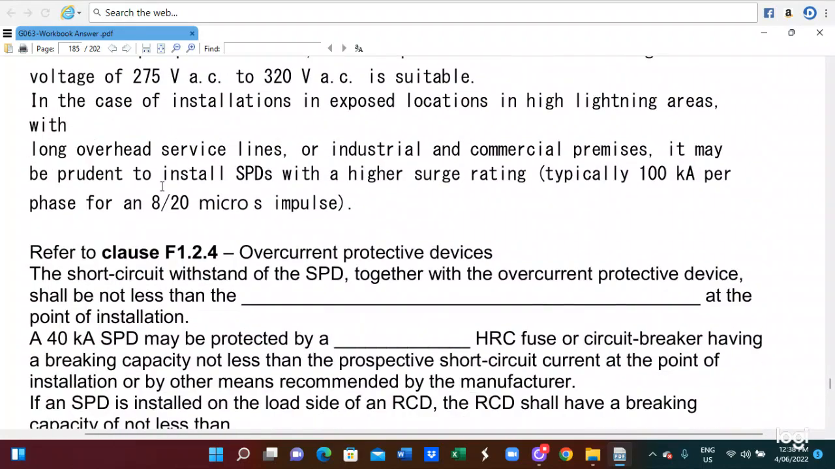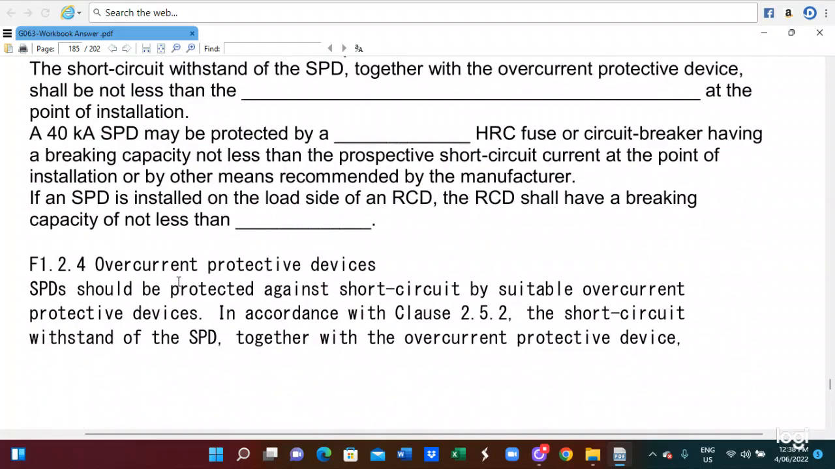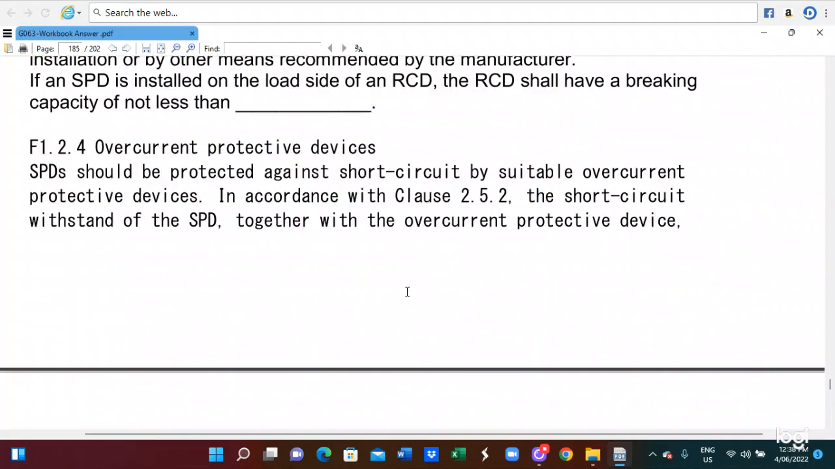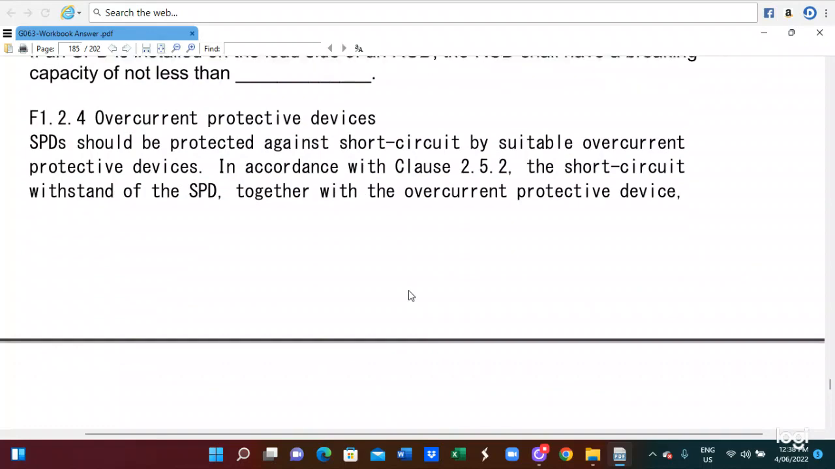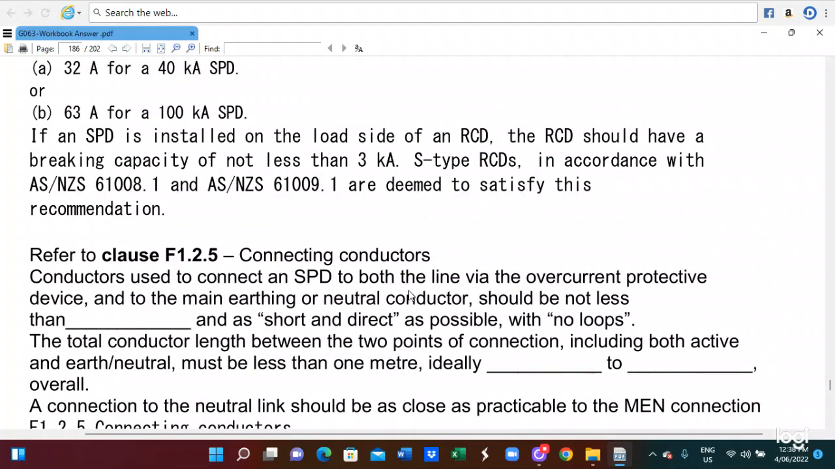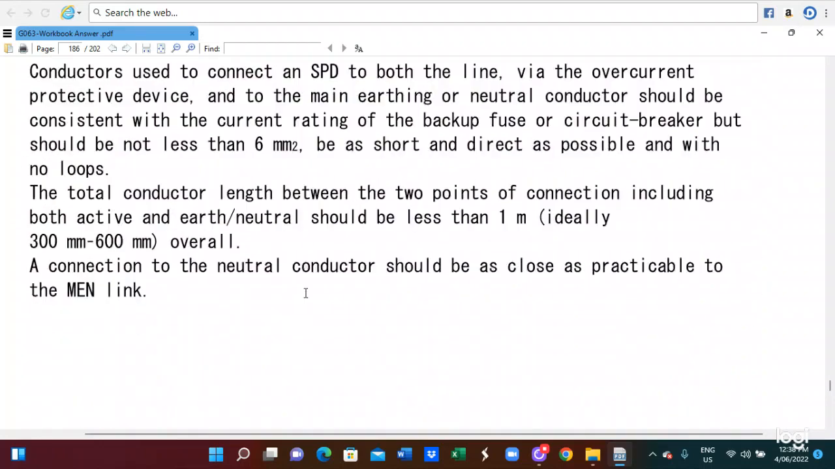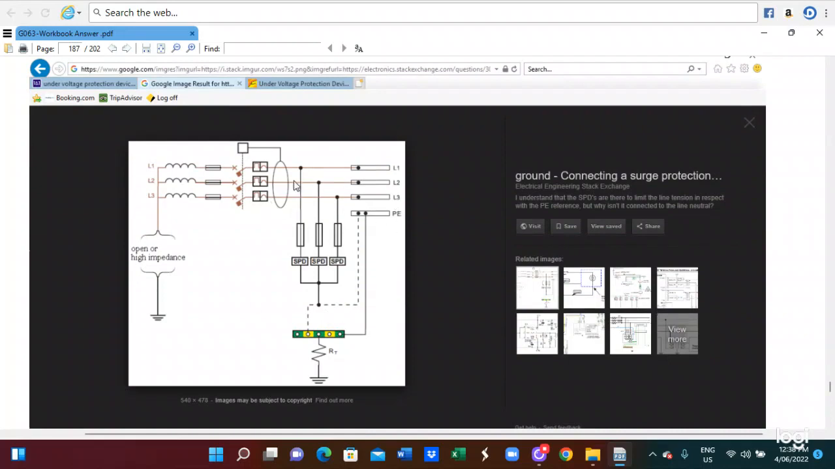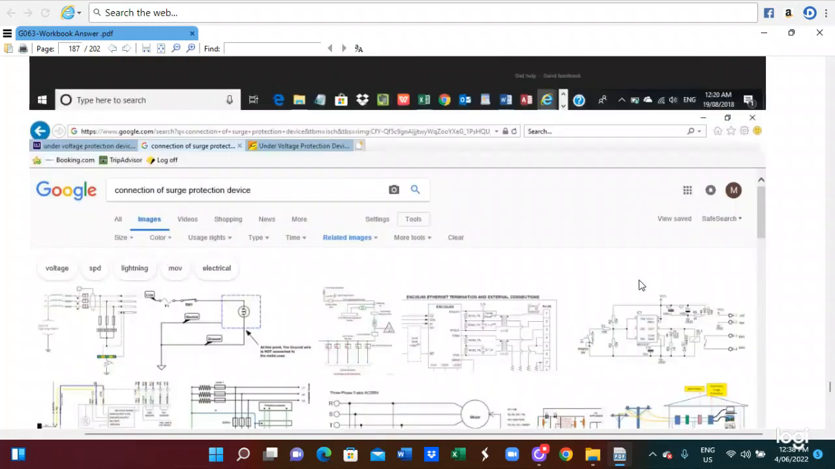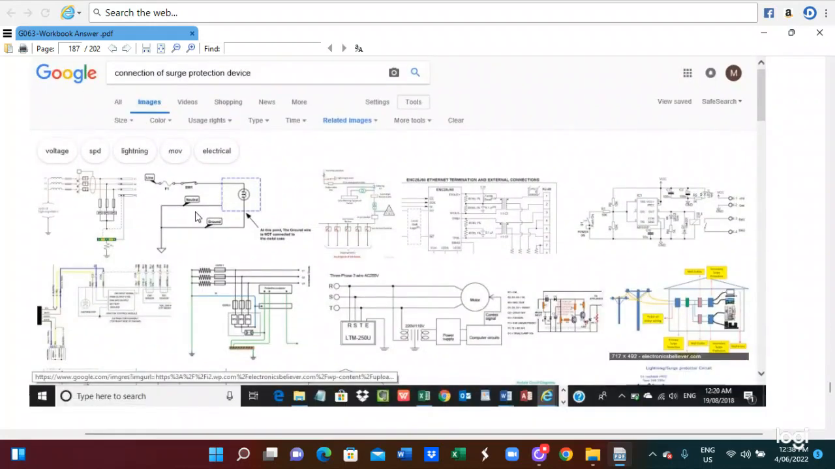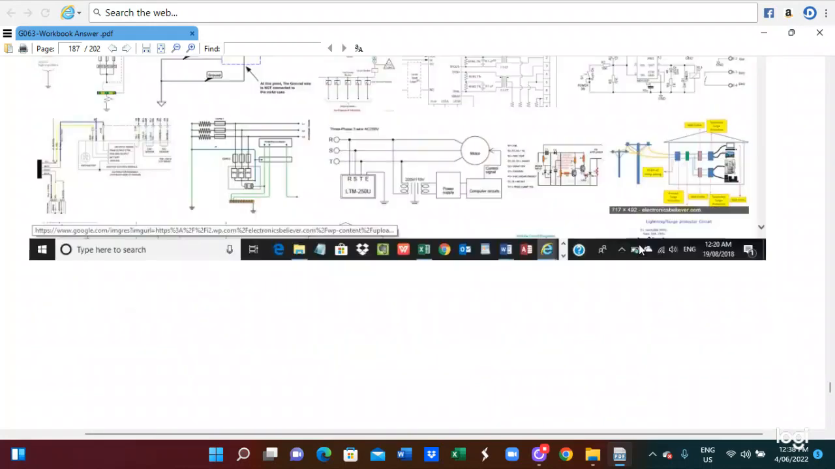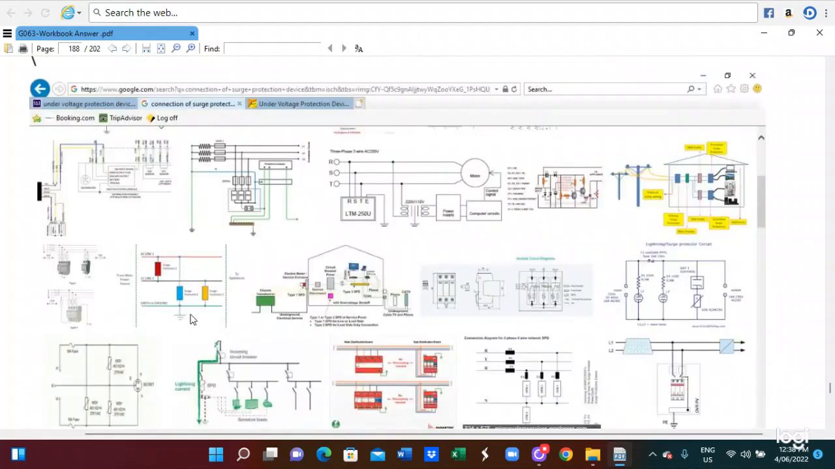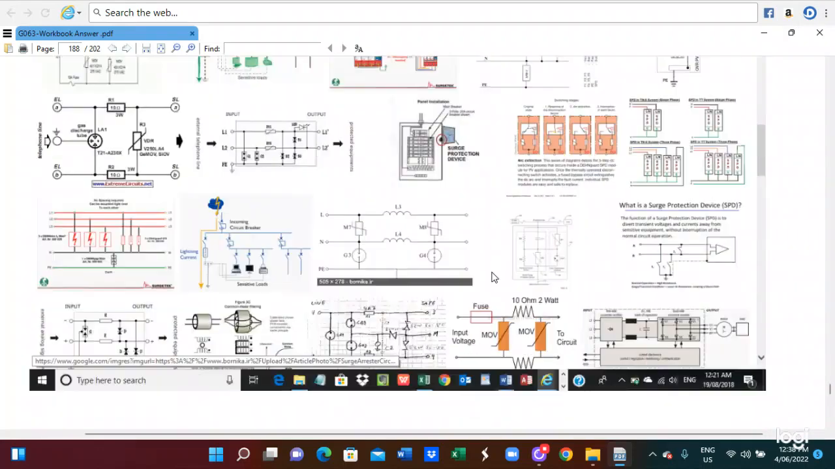Also the clause 1/2/4, you also read through. Overcurrent protection devices, EL3000, appendix 1/2/4, you also read it. And also 1/2/5, connecting connectors, you also read it. And this is the connection diagram of the surge protection equipment. These are the details of the connection diagram of the surge protection equipment.